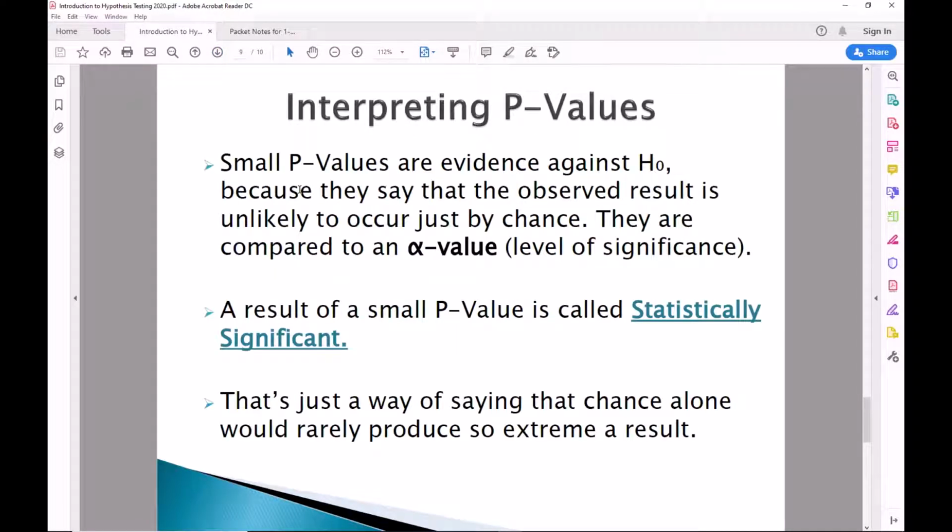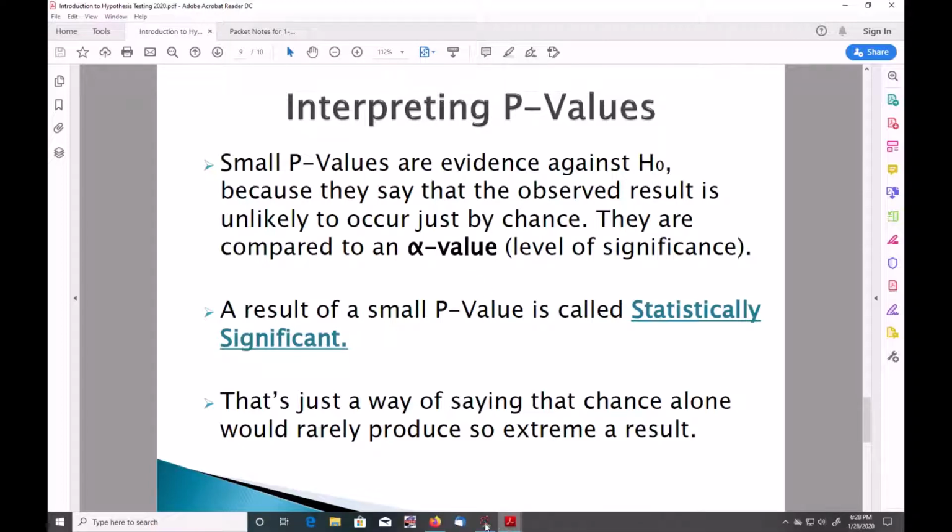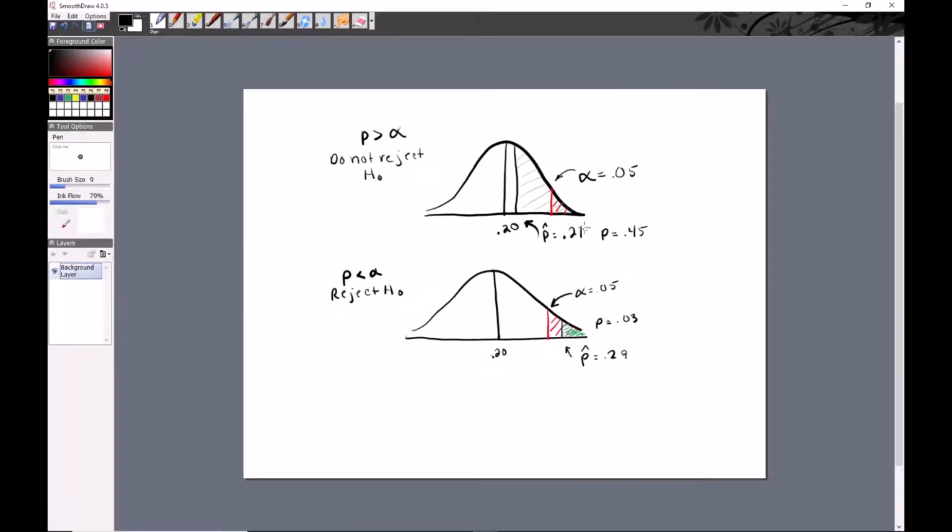All right, small p-values are evidence against H0 because they say the observed result is really unlikely to occur just by chance. All right, they are compared to an alpha level of significance. Okay, so back to the drawing. All right, I threw in an alpha of 0.05, right?